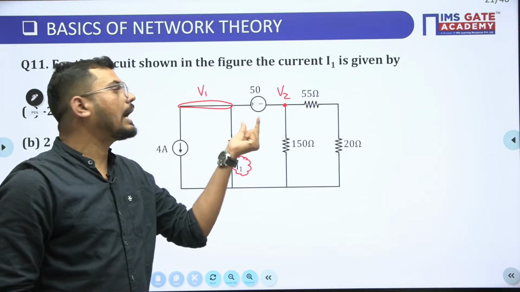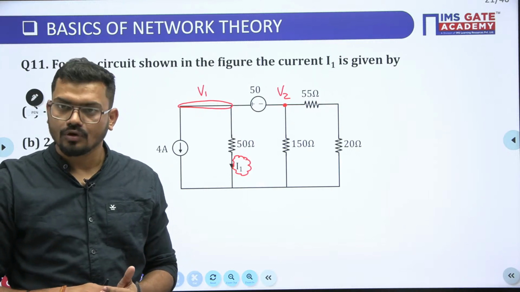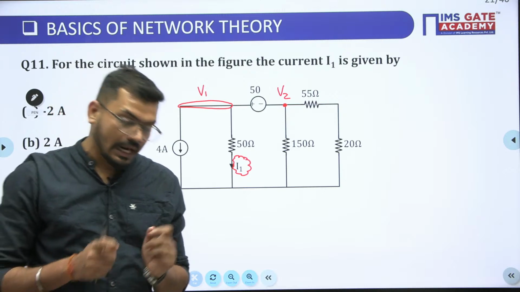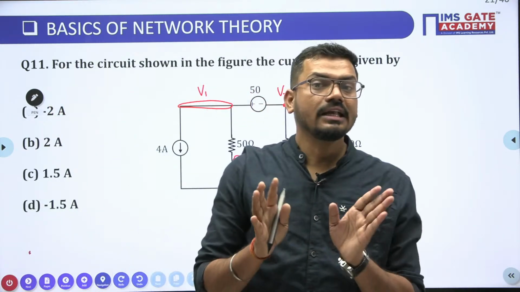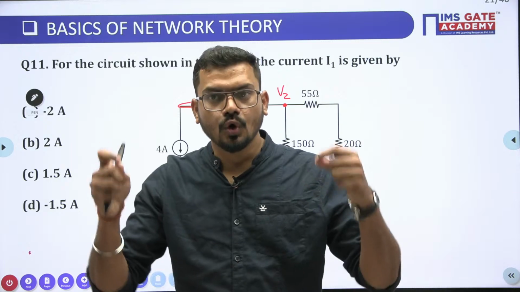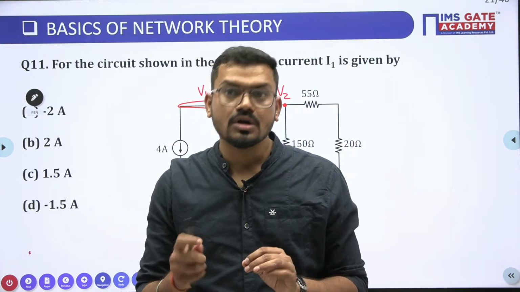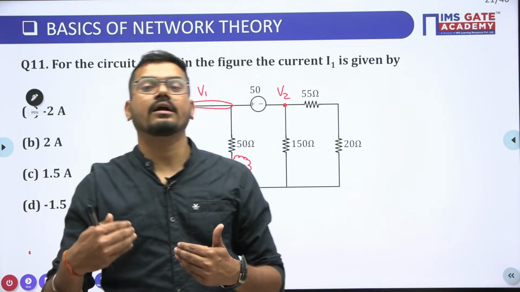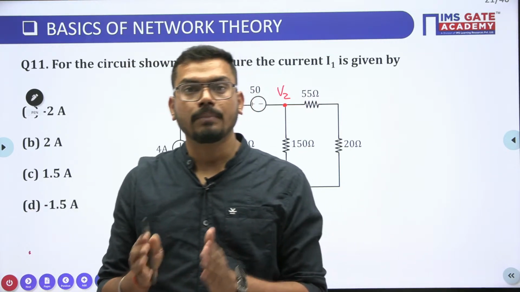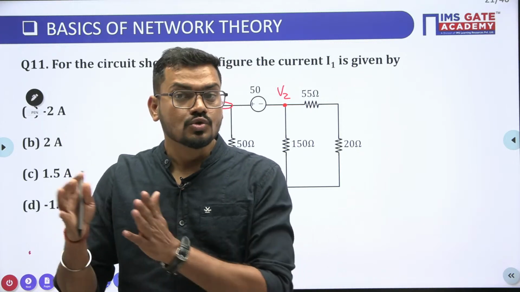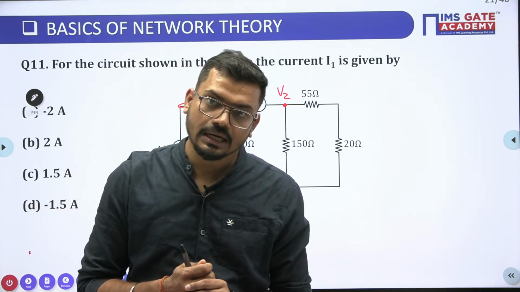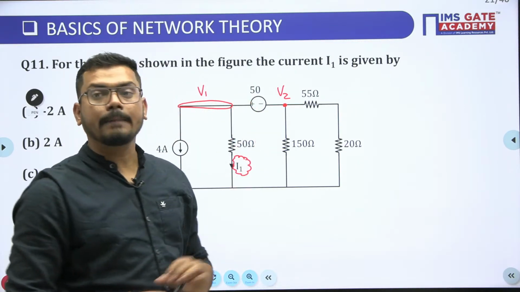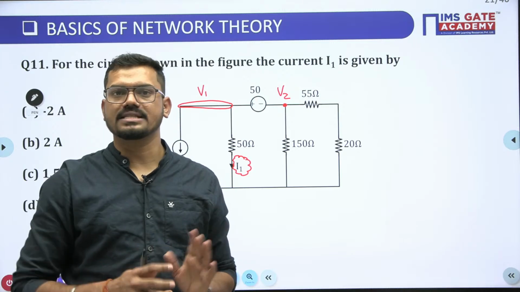But what we are seeing here, guys, is that between these two nodes we have a voltage source. In any network, if between two nodes there is a voltage source, or if between two meshes there is a current source, then we have to apply the concept of super mesh or super node. Here, as we have a voltage source between these two nodes, we have to apply super node. Very good, Rupesh.